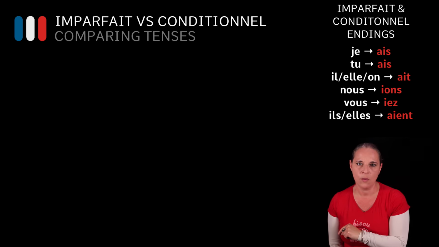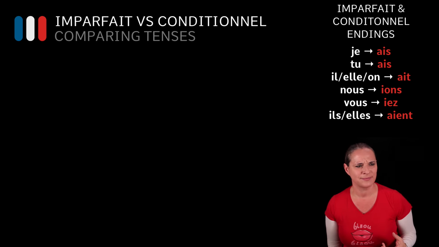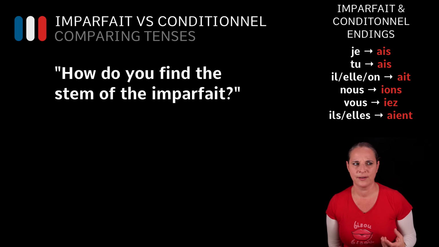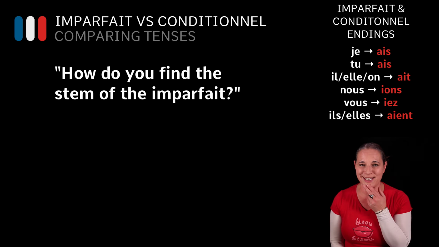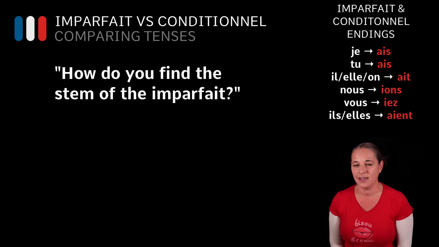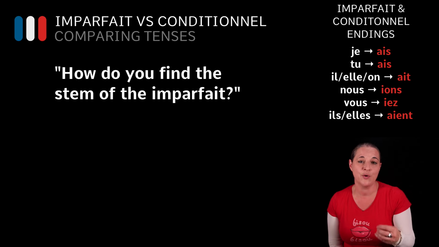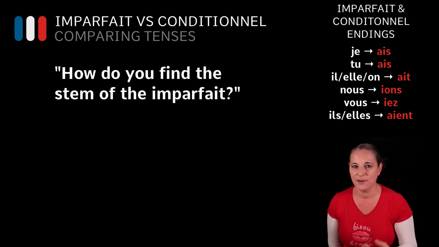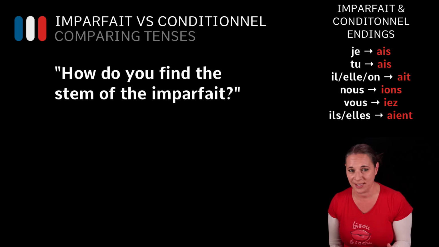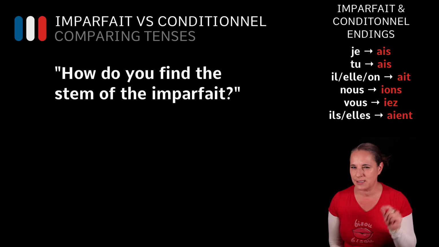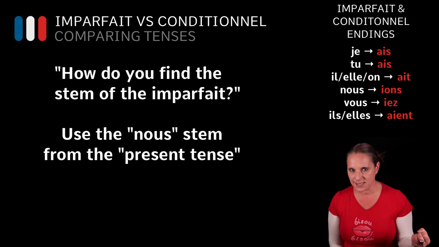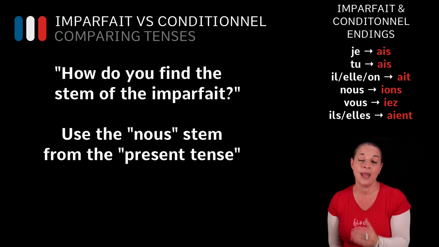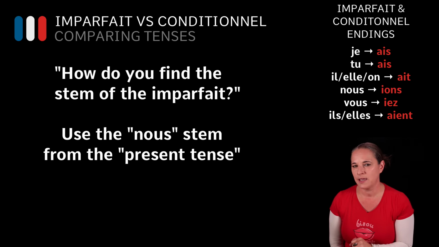I've got a question. What's the question? How do you find the stem of the imperfect tense? Okay, Adam, that's a very good question, actually. How do I know how to conjugate the imperfect? What you do, listen very carefully. You take the nous form of the present tense and use it as the stem for the imperfect tense, and add those endings that I have given you.